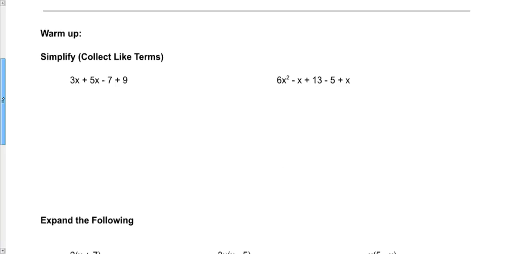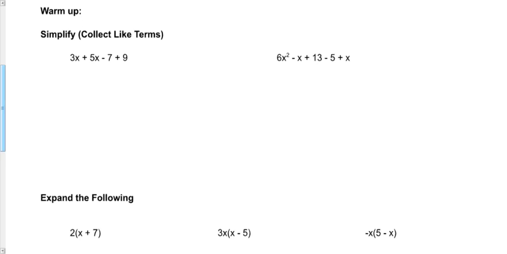So as we're going through, we're going to take a look at collecting like terms. The important thing about like terms is that they always have the same variable with the same exponent. If we look at this first example on the left-hand side, we see that 3x and positive 5x both have the same variable of x with the same exponent of 1. And also the constants negative 7 and positive 9 don't have any variables, so we can collect those together.